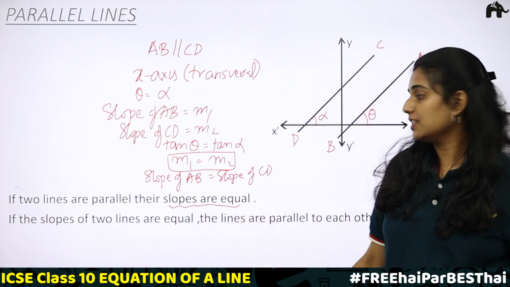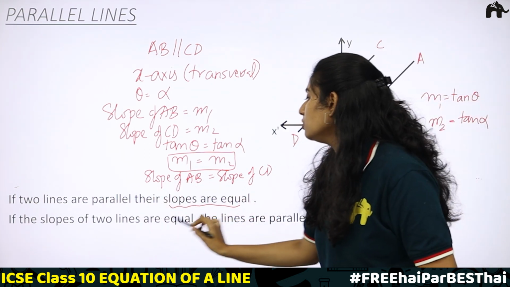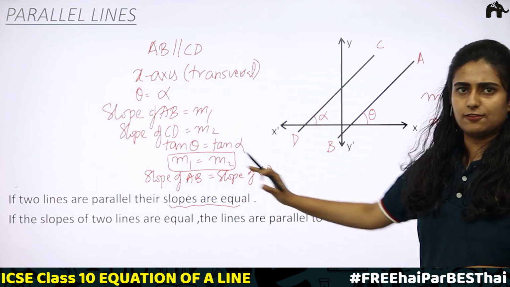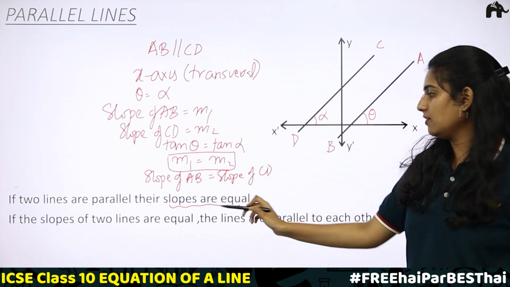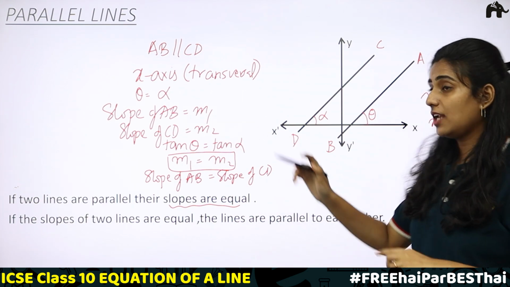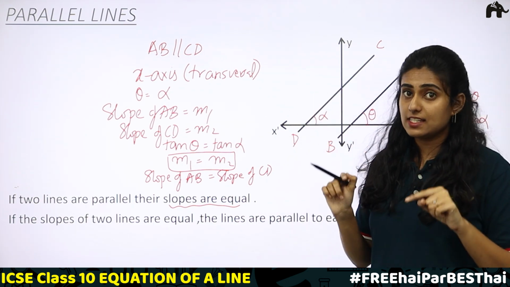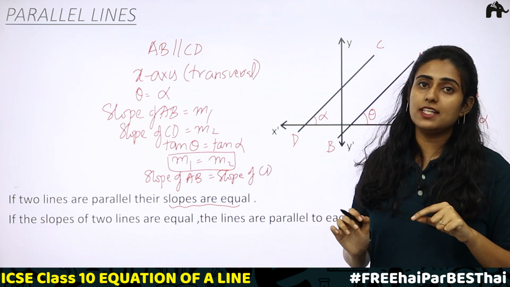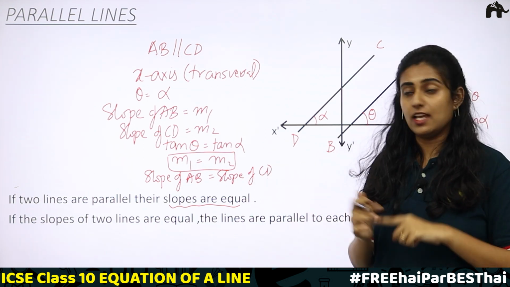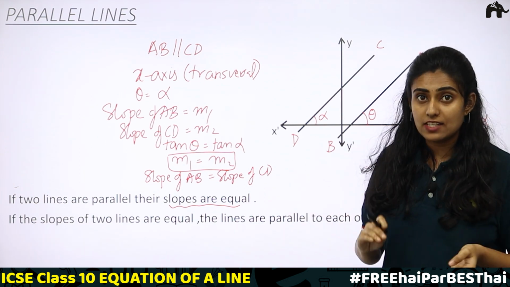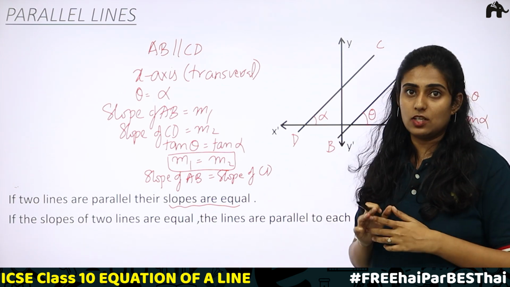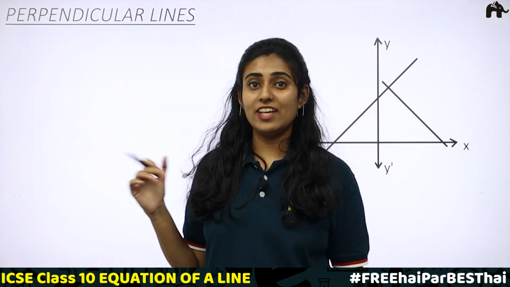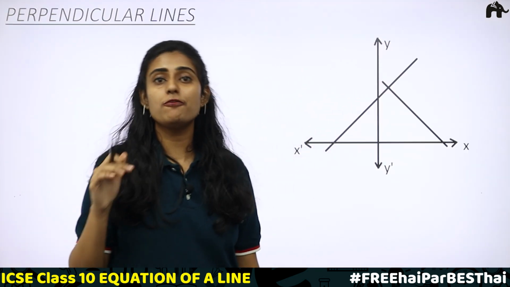Now the converse of this: if the slopes of two lines are equal, the lines are parallel to each other. First statement, and just the opposite statement, we have the second. If you are given two lines and it is said that these two lines are parallel, in that case the slope of these lines should always be equal. Second statement is, if it is given that the slopes of two lines are equal, then surely these two lines will be parallel. Here, we have discussed the slope of parallel lines.